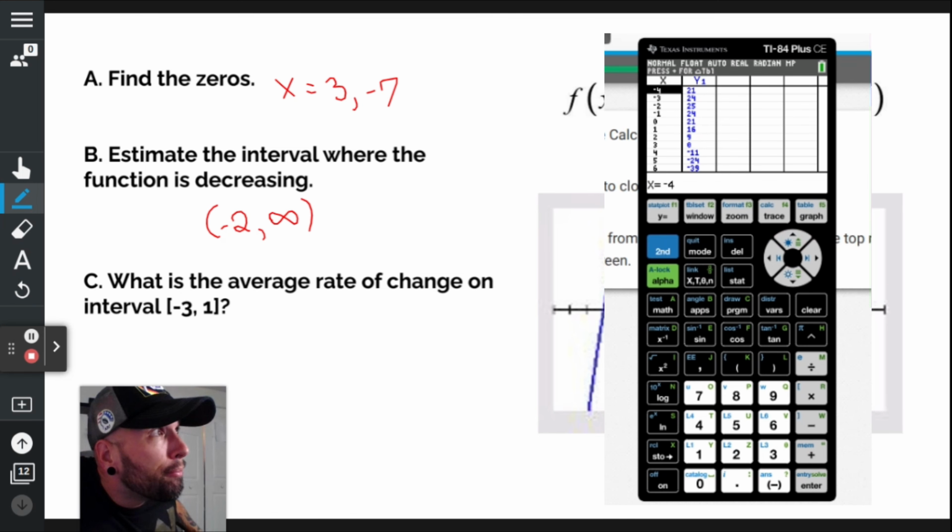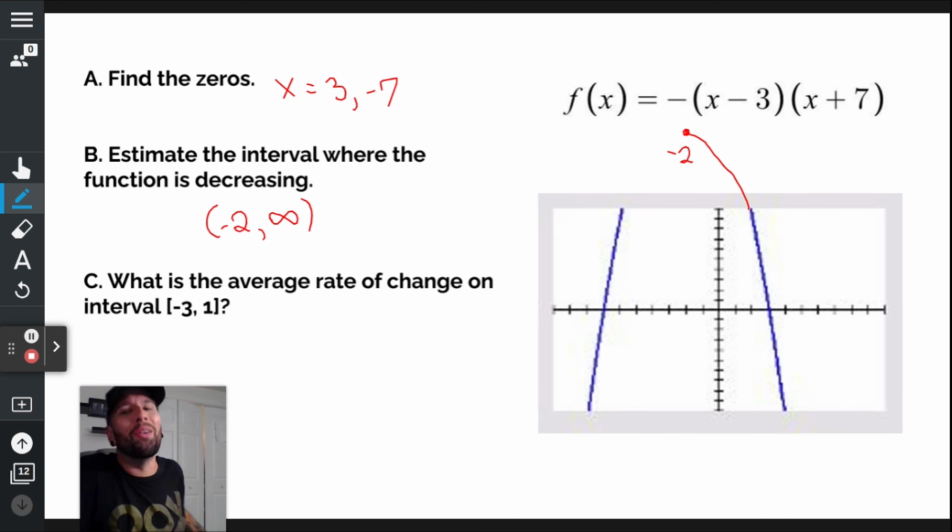I also care about what's going on at f of 1. So at f of 1, I have 16. So f of negative 3 is 24. F of 1 is 16. I should be able to do my calculations now.